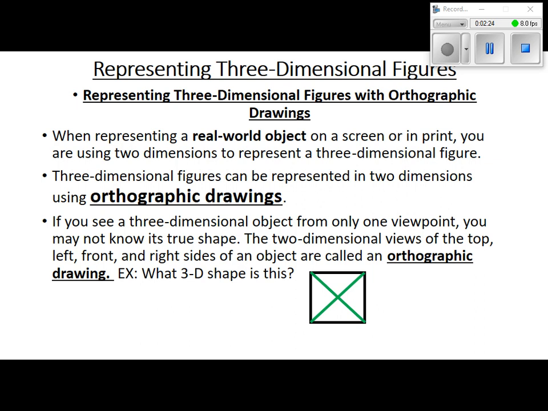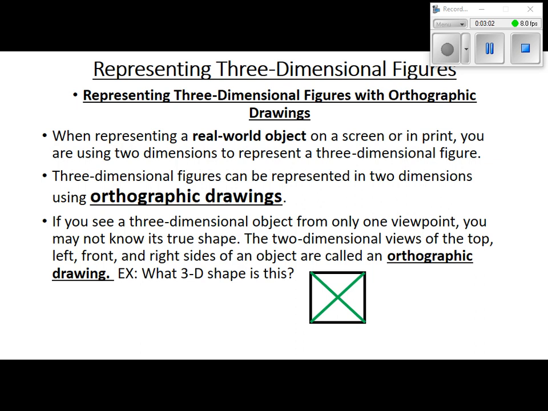When representing a real-world object on a screen or print, you're using 2 dimensions to represent a 3-dimensional figure. 3-dimensional figures can be represented in 2 dimensions using nets, which we did a little bit of last time, and we're going to do more of this time, or an orthographic drawing. If you see a 3-dimensional object from only one viewpoint, you may not know its true shape. The 2-dimensional views of the top, left, front, and right sides of an object are called the orthographic drawing.